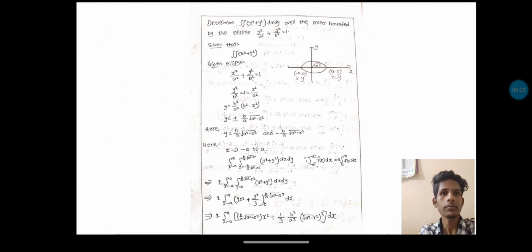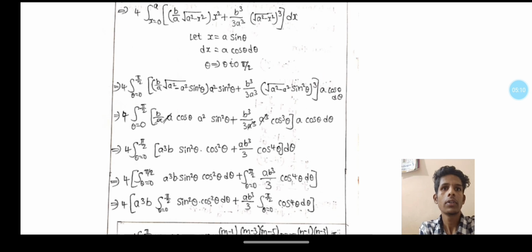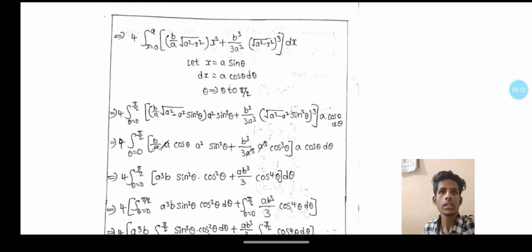Okay, now after it is 2, we will take 4 common into integration of x from 0 to a, b by a into square root of a square minus x square plus b cube by 3a square into square root of a square minus x square whole cube, dx.